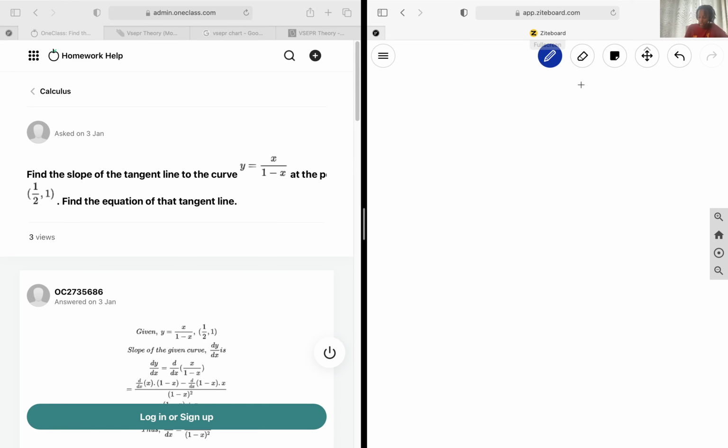Okay, so for our next question, we want to find the slope of the tangent line to the curve y equals x over 1 minus x at the point (1/2, 1). And after that, we want to find the equation of the tangent line.